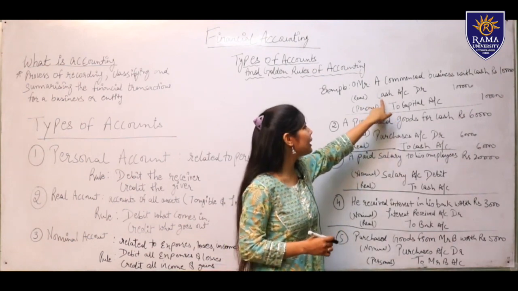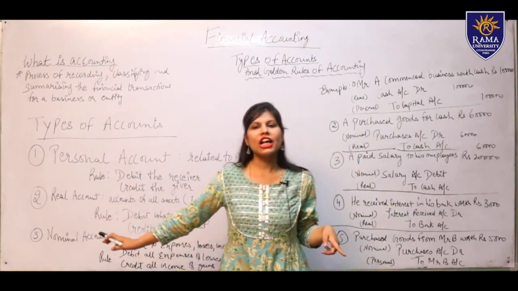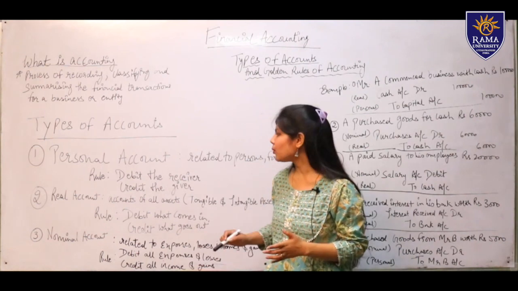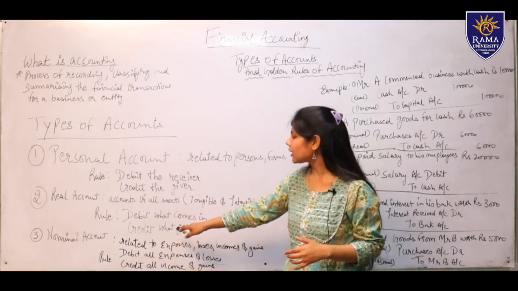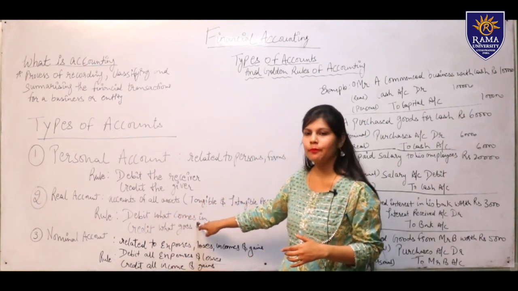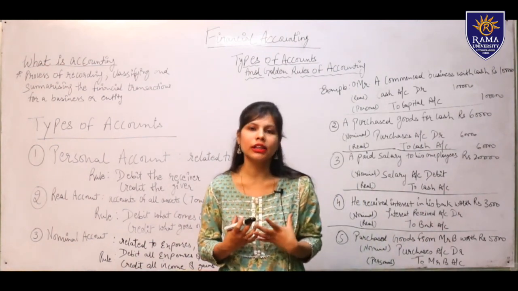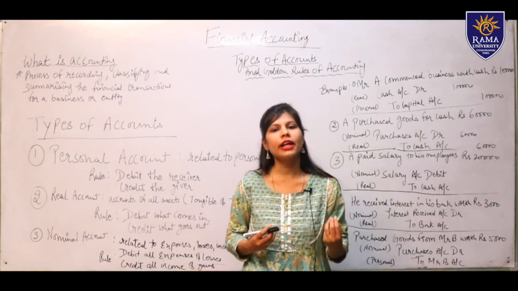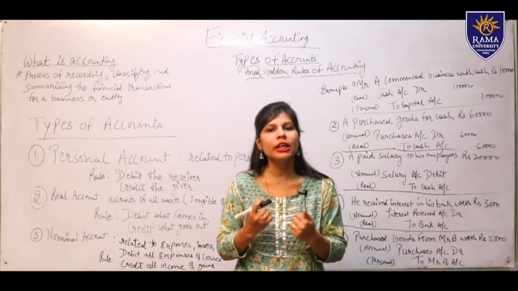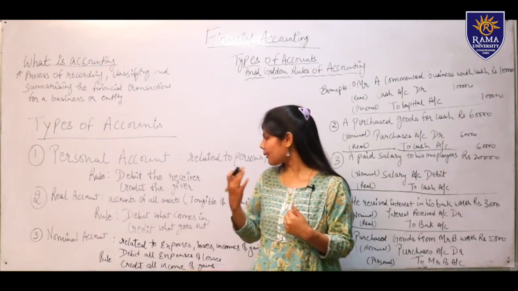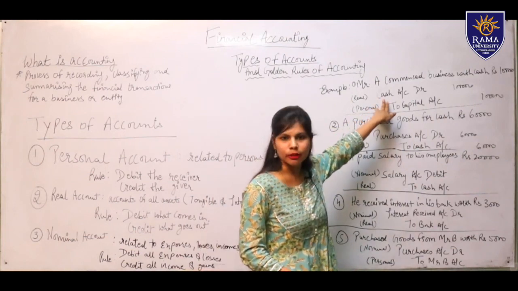Now why are we debiting cash account? Let's again turn to our rule. Cash is our asset, and we have just seen that real account deals with assets, and the rule is debit what comes in and credit what goes out. Here the cash is coming in. When you are starting a business, Mr. A is investing into the business, and cash is coming into the business. So cash is coming in, so debit what comes in. That is why we have debited cash here.